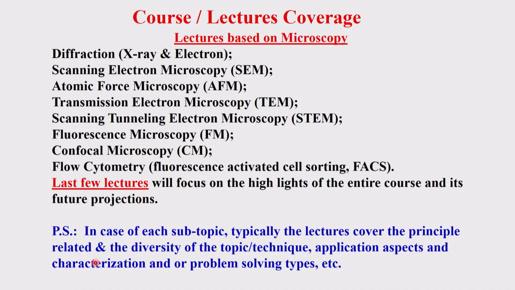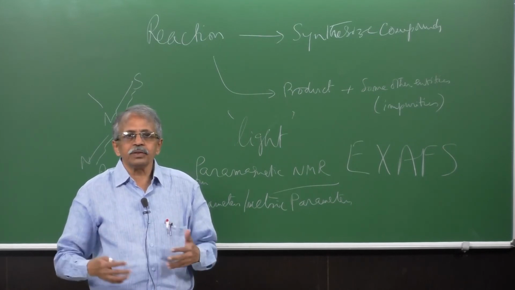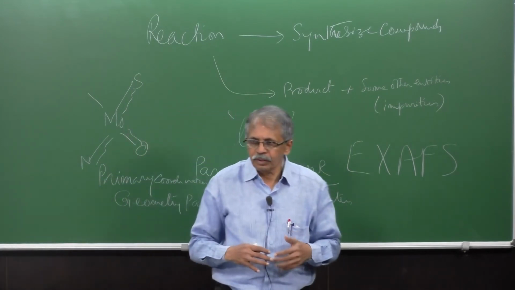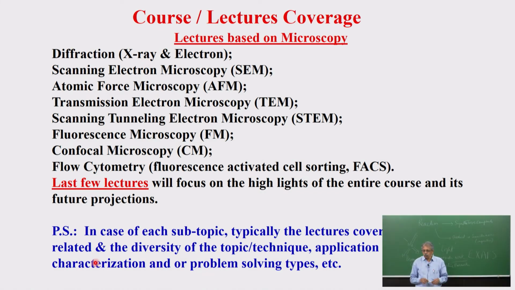Then comes the very important fluorescence microscopy. For some materials you can use the fluorescence property to map the whole system. Microscopy basically maps the region, so what is there and what is not there can be identified. Then confocal microscopy, again using a laser, confocal laser microscopy, is highly useful for biological and cell-based systems. And another technique very well suited for cell science is flow cytometry, that is, fluorescence activated cell sorting.